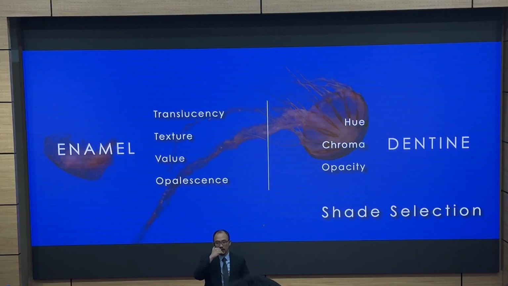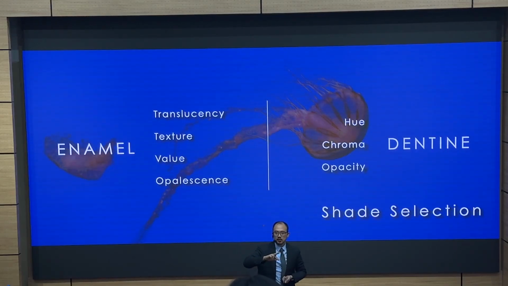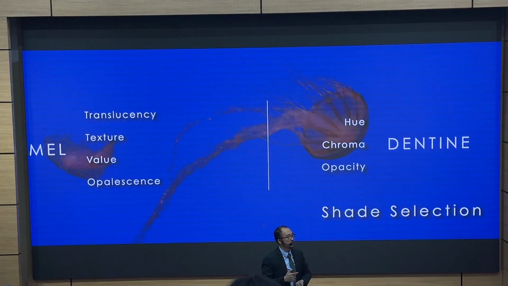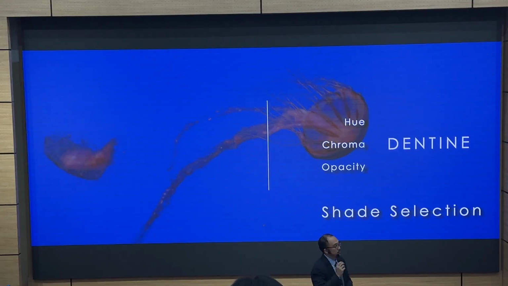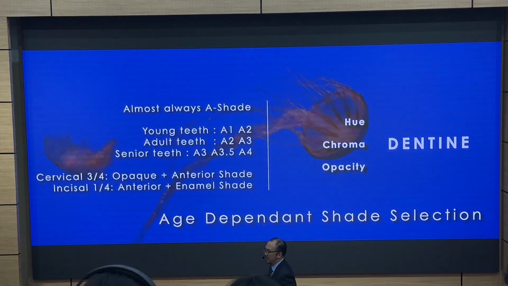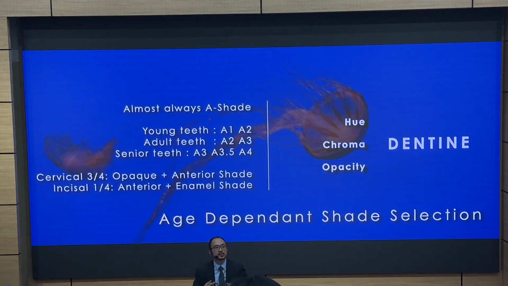This is the reason why most of the time when you do your class 3, class 4 restoration, you always need at least 2 shades. Because you need 2 different shades to reflect 2 different aesthetic properties. Okay? So, for dentin, you kind of determine the shade of the patient basing on age. Okay? So, as you know, younger teeth are less chromatic.